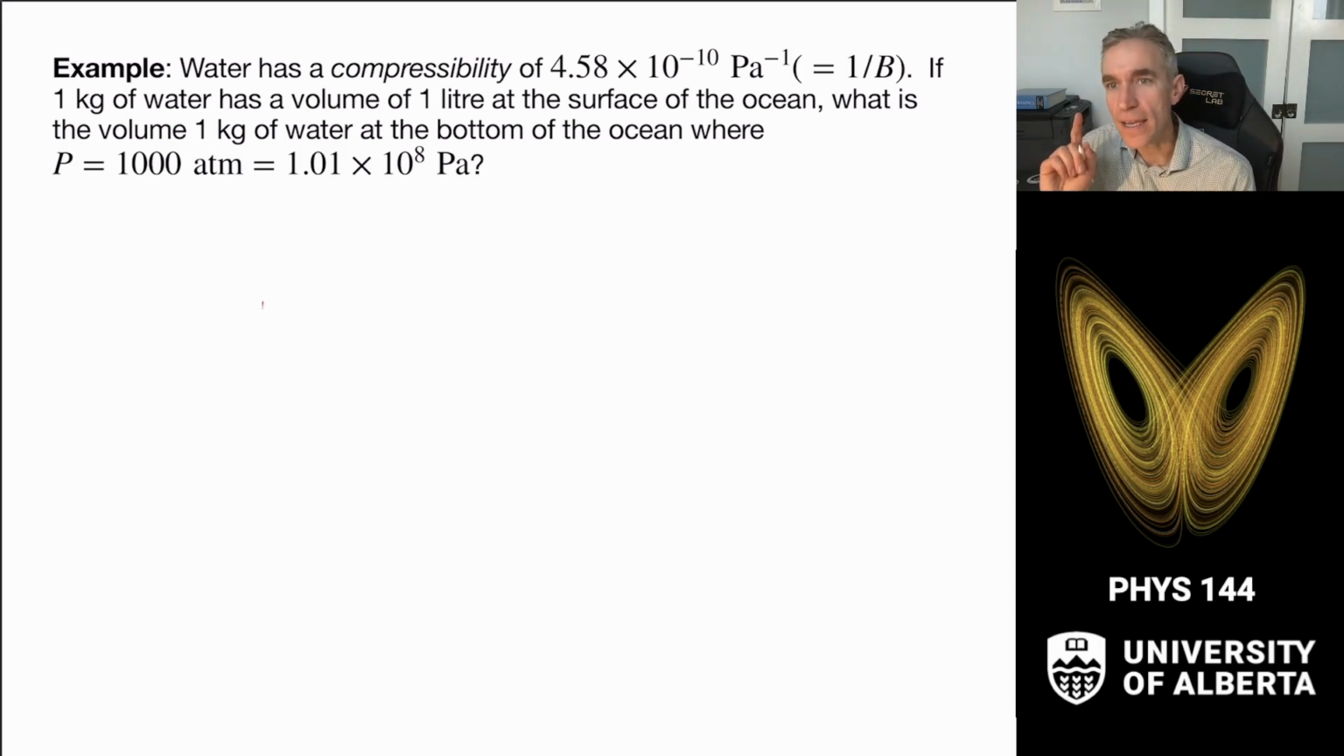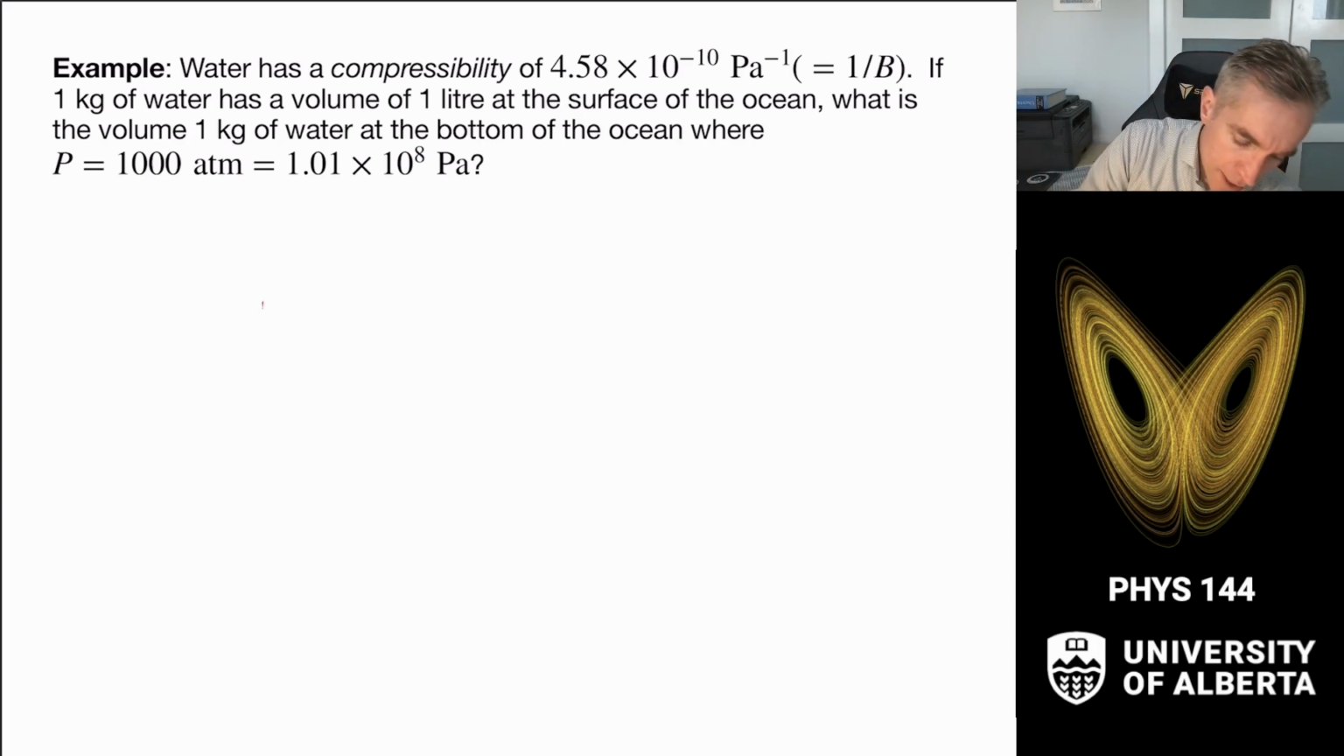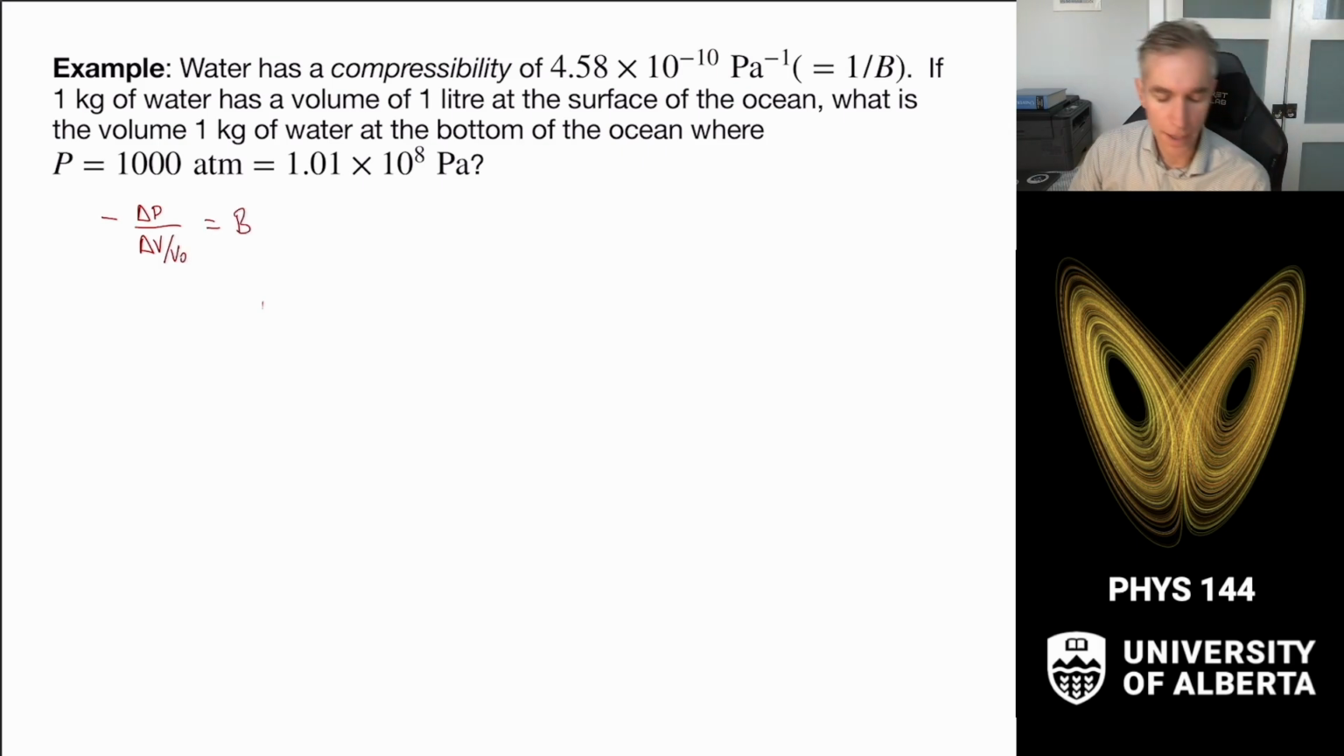Okay, if 1 kilogram of water has a volume of 1 liter at the surface of the ocean, exciting chemistry fact, what is the volume of 1 kilogram of water at the bottom of the ocean where the pressure is 1,000 times the atmospheric pressure? So that's 1.01 times 10 to the 8 pascals. So we'll take our formula, which says that minus stress, delta P over strain, is equal to the bulk modulus in this case.